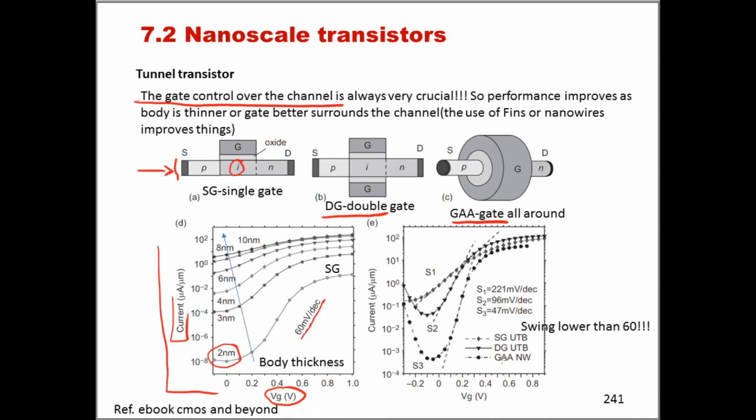Similar very good results are obtained when we go from single gate to double gate and gate all around. As you can see, the swing improves, and actually here we can even go beyond the theoretical limit. And this is actually the key point in the tunnel transistor: because it is based on tunneling, it can actually achieve swings that are better than the theoretical limit we've mentioned now several times, valid for the standard field effect transistor.